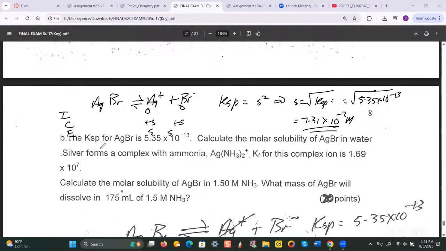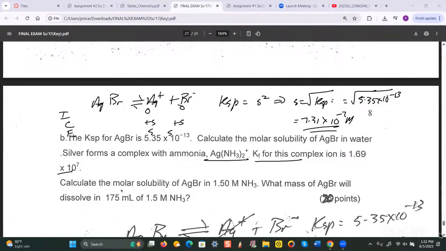Then the question says, silver forms a complex with ammonia, which is this right here. The Kf for this complex is 1.69 times 10 to the 7. So the question is now asking you to calculate the molar solubility of silver bromide in 1.5 M ammonia. So that's the B part. So let me clear this here.